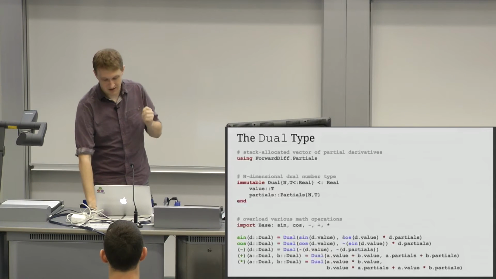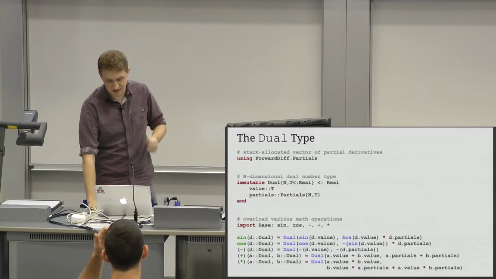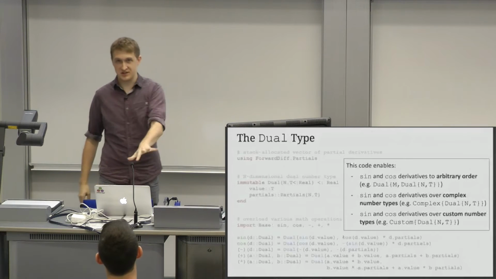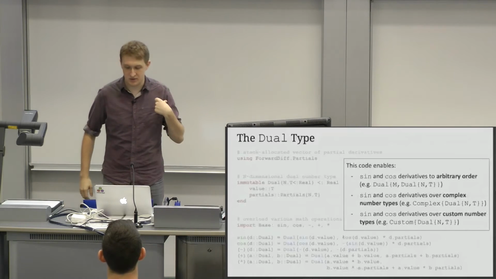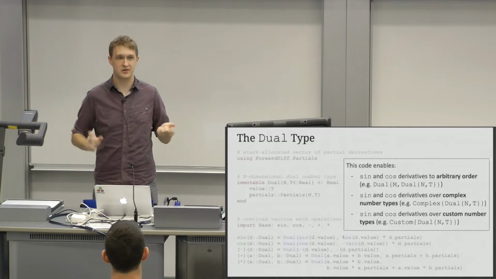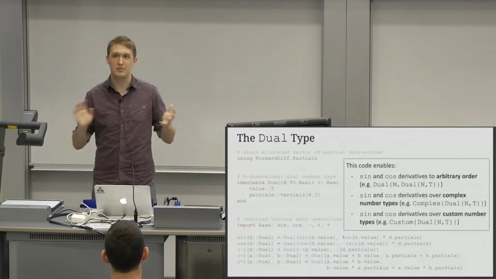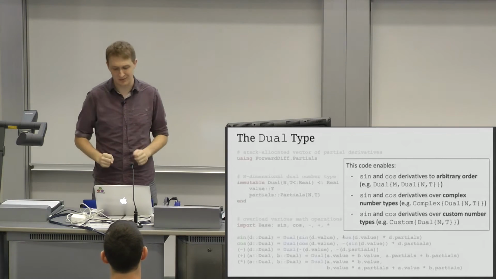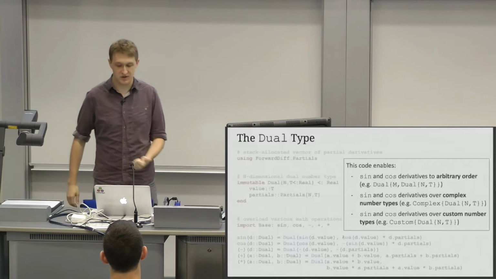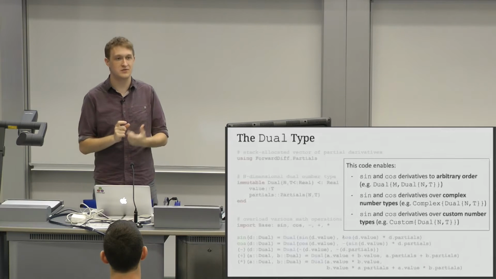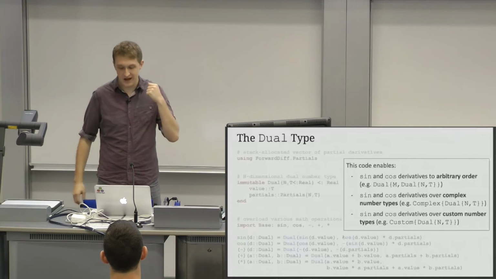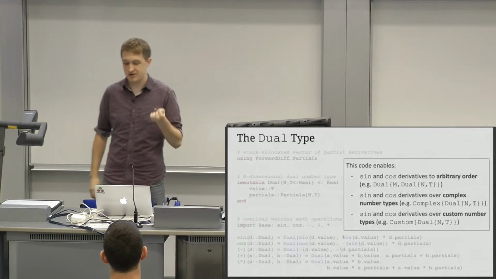And so the question is, what does this code actually buy us? With just this code here, we now have derivatives to arbitrary order by nesting dual numbers. And if people care about the algebra, you can look up hyperdual numbers. That's essentially what this becomes. You can also do complex differentiation now because you can nest the dual numbers inside of Julia's complex number type. And you can take derivatives over custom number types.